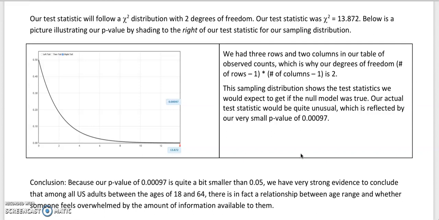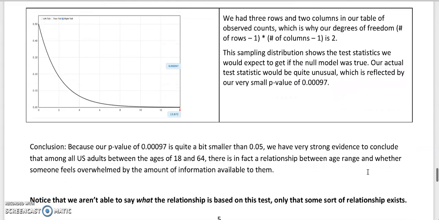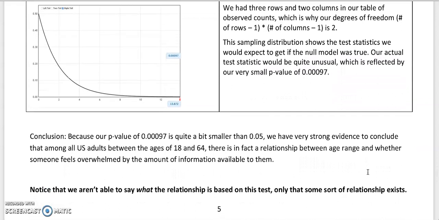And remember previously that our data only included people between the ages of 18 and 64 in the US. So I might phrase this by saying, we have very strong evidence that among all US adults between ages 18 and 64, there is in fact a relationship between someone's age range, and whether they feel overwhelmed by the amount of information available to them. Now, what I want to point out is notice that we aren't able to say what that relationship is.